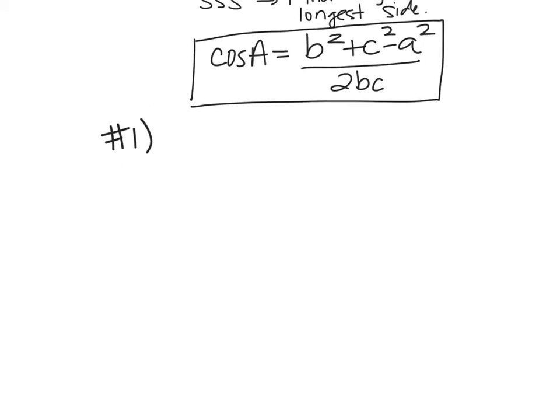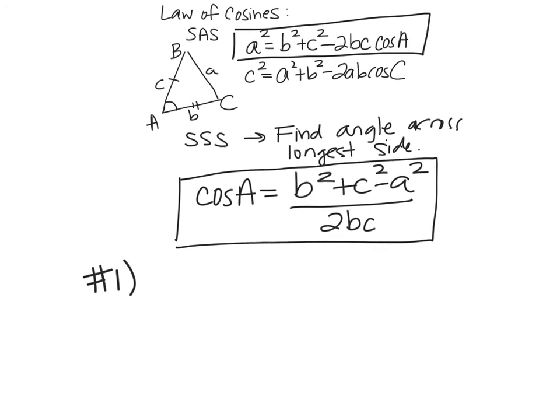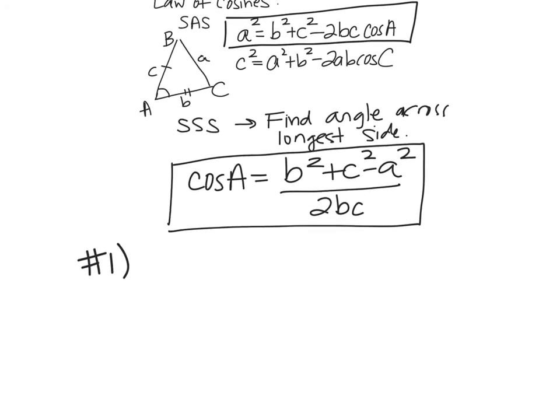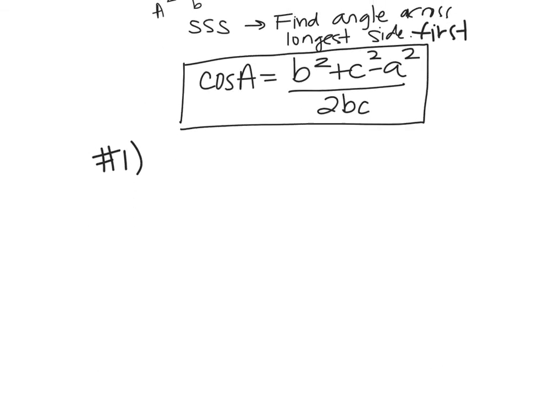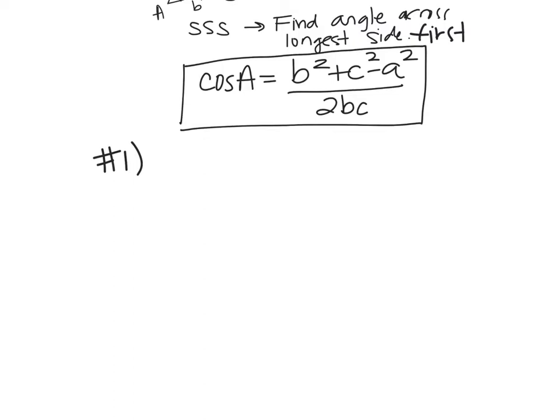All right, let's do a side, angle, side. Find the angle across the longest side first. Sorry, I should have written first. So you'll be given three sides, and then one of them will be the longest, and you want to focus on finding the angle across from that one first. All right, so here we go, number 1. Let's say that we have this triangle.